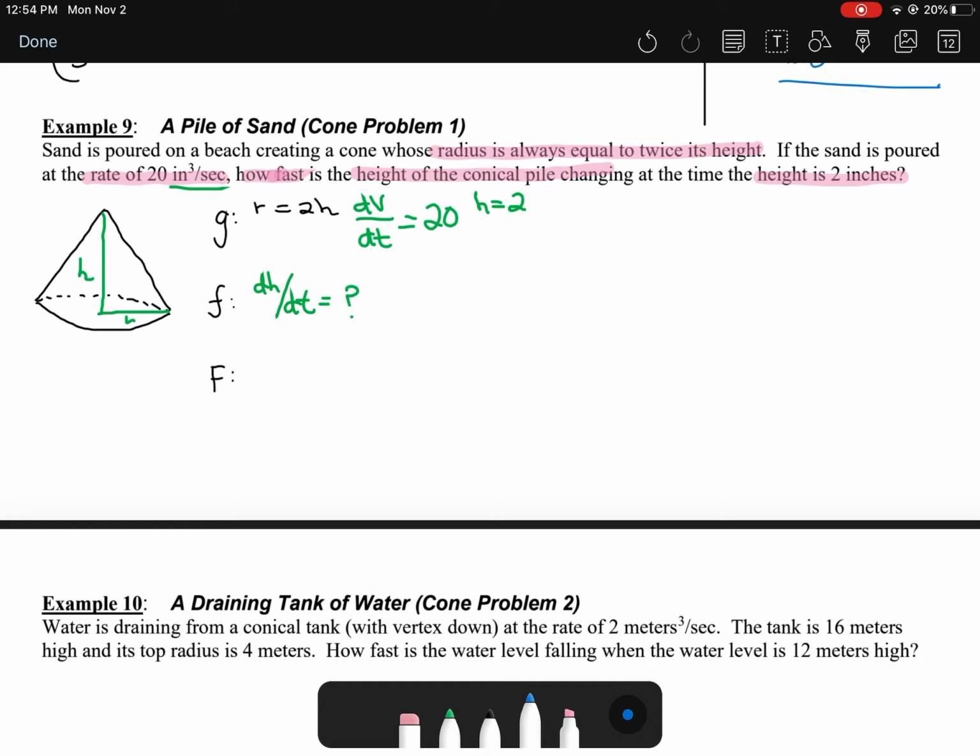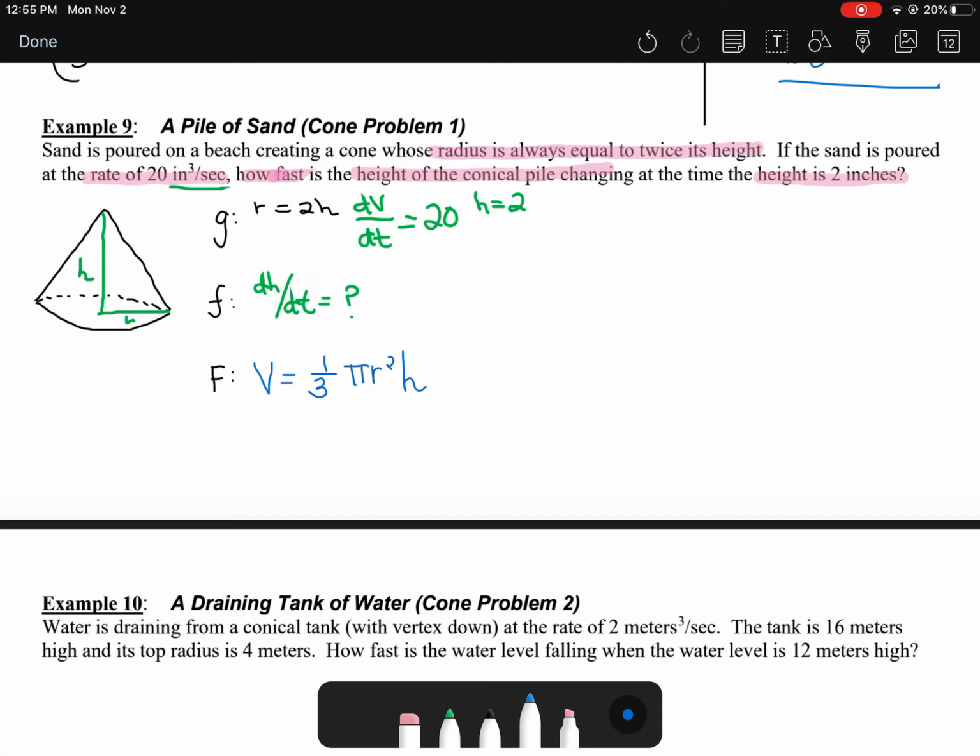So now I need a formula. Well, talking about the height, I have a volume, I have a cone, so I need the volume of a cone, which is V equals 1/3 pi r squared h. Okay.